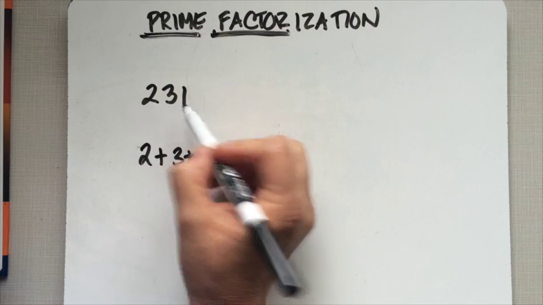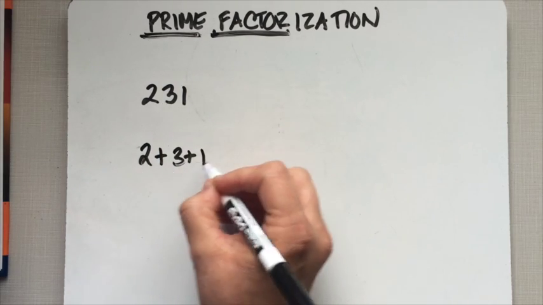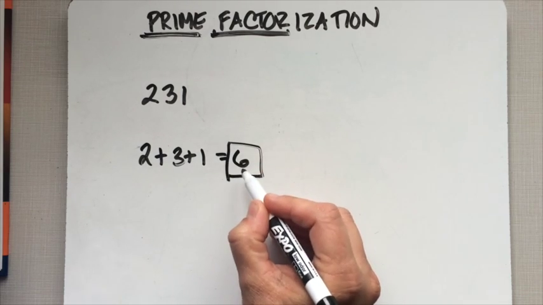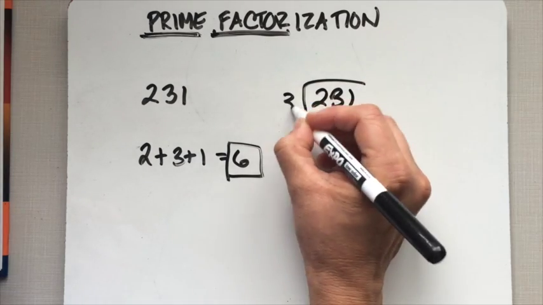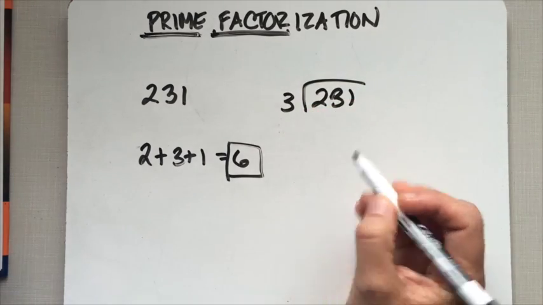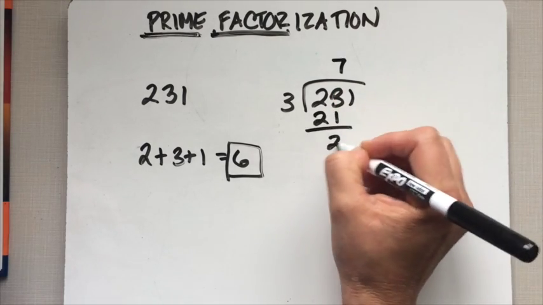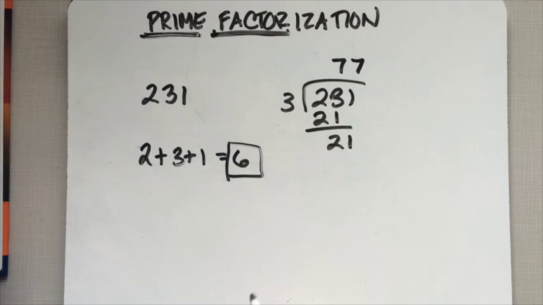So if I add up all the digits of my number, 2, 3, and 1, 2 plus 3 is 5, plus 1 is 6. If the sum is divisible by 3, then the original number is divisible by 3. This is one of the most useful things I've ever learned. So 3 goes into 23 7 times, and 3 goes into 21 7 times.